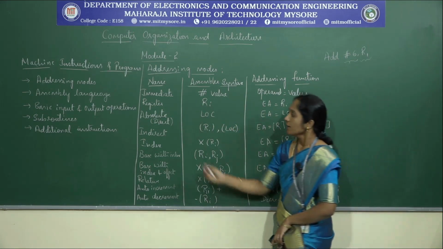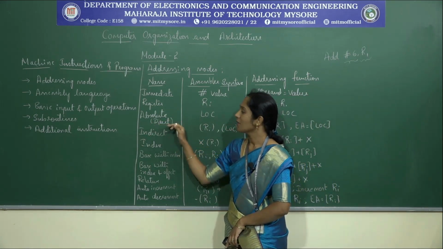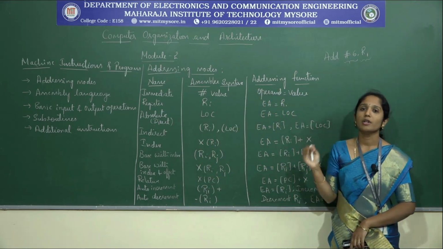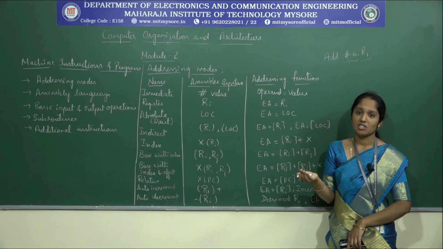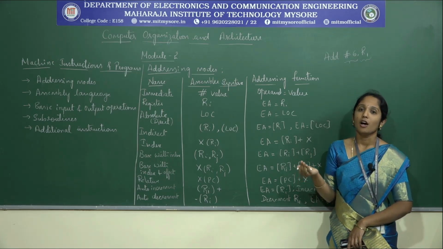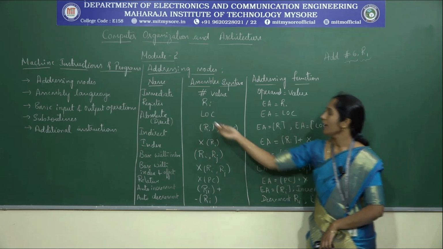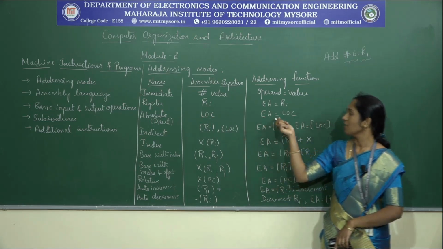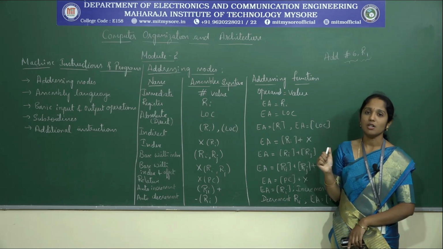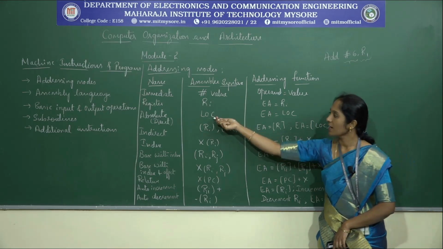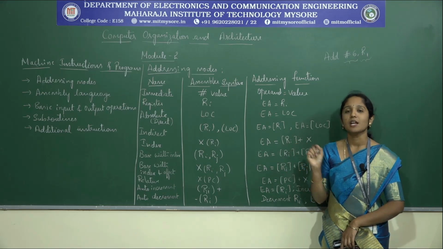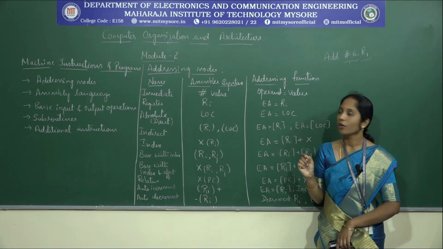And next, the type of addressing mode is absolute or direct addressing mode. In this we directly give the address of the memory location of the operand. LOC is nothing but the memory location. You can see here the effective address is nothing but the location of the operand. So LOC contains the address of the memory location in which the operand is present.